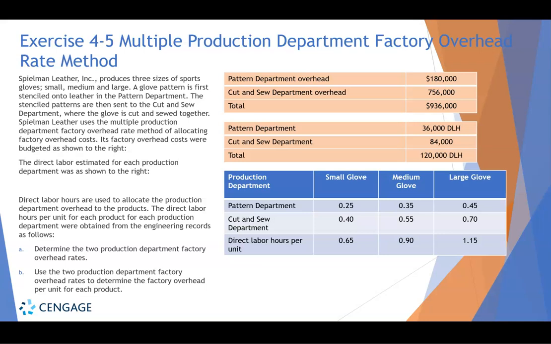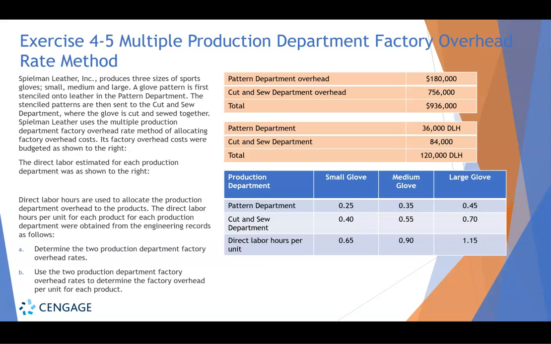Its factory overhead costs were budgeted, as we see over here on the right-hand side. The pattern department overhead is at $180,000. The cut and sew department overhead is at $756,000. Then for direct labor hours, we see in the pattern department we've got 36,000 direct labor hours, and then in the cut and sew department we have 84,000 direct labor hours. Then the direct labor hours are used to allocate the production department's overhead to the products.